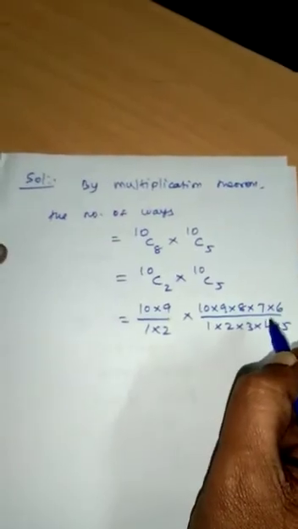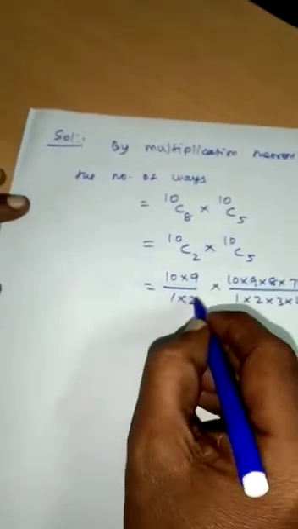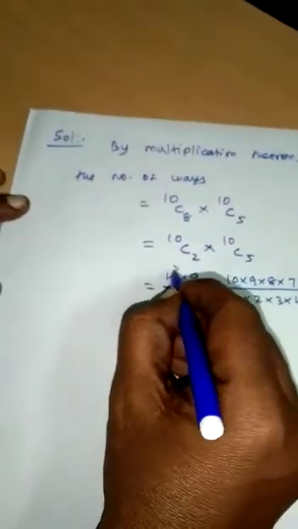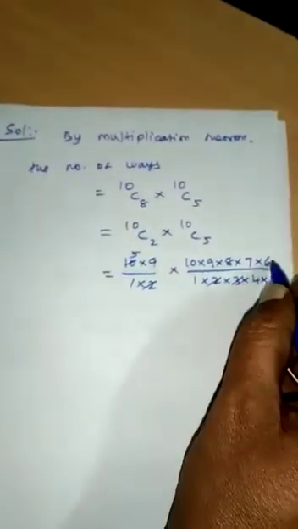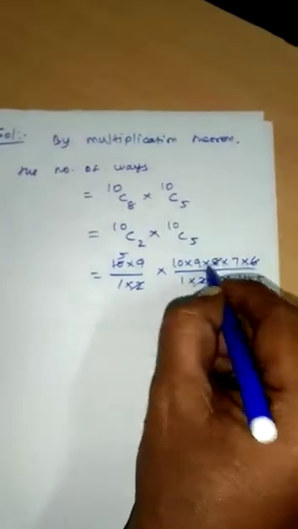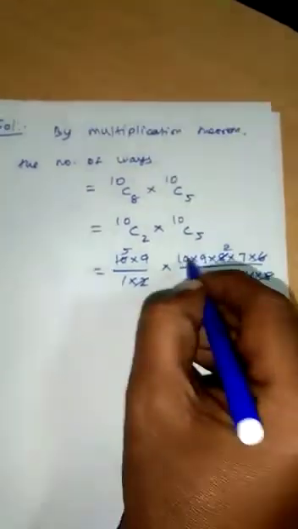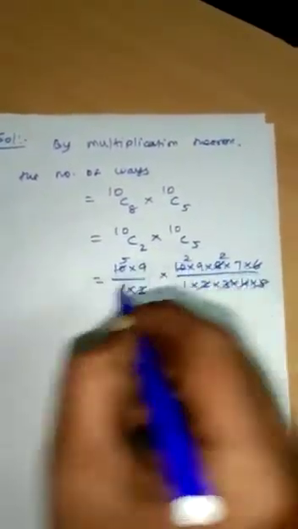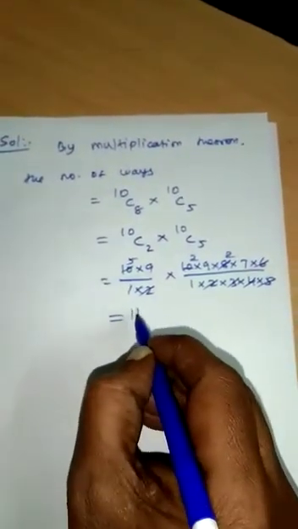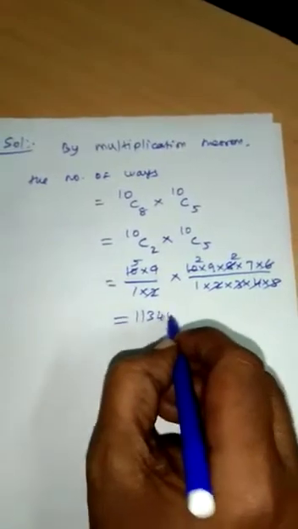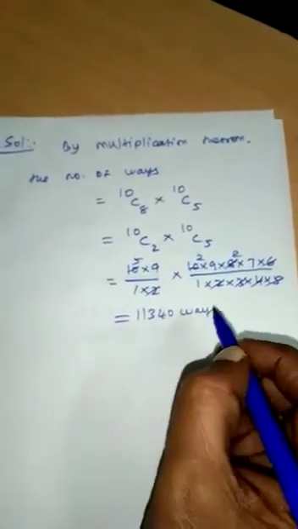5 numbers. Therefore, we cancel it. Here 2 into 3 is 6, 2, 2. When we multiply the remaining, we get 11,340 ways of selecting these questions.